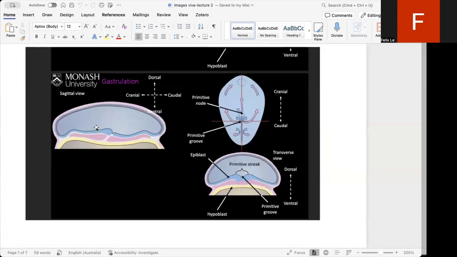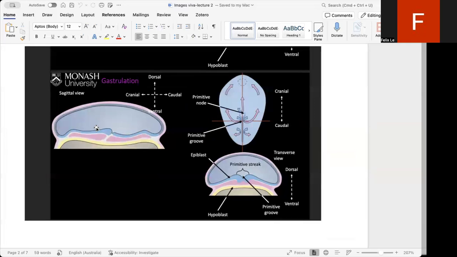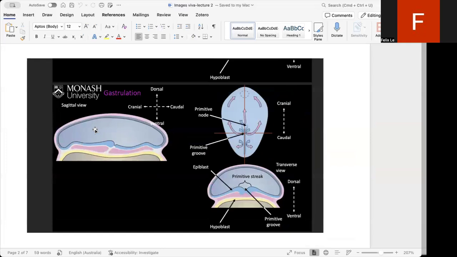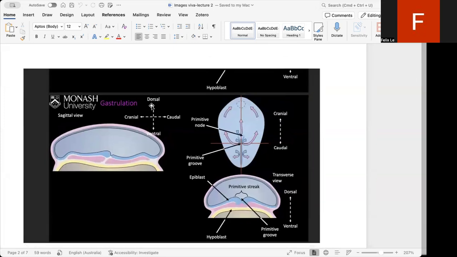Next, we have gastrulation. Gastrulation is the formation of three different layers. We have the endoderm, which is mainly your digestive system and internal organs. We have your mesoderm, which is your circulatory system and the stuff in the middle. And we have the ectoderm, which is mainly involved in the brain, spinal cord, and skin. As you can see here, we have the dorsal and caudal, the cranial, and the ventral end.